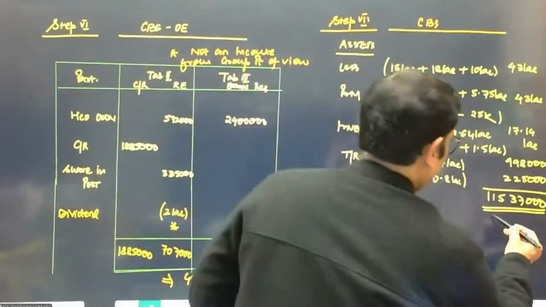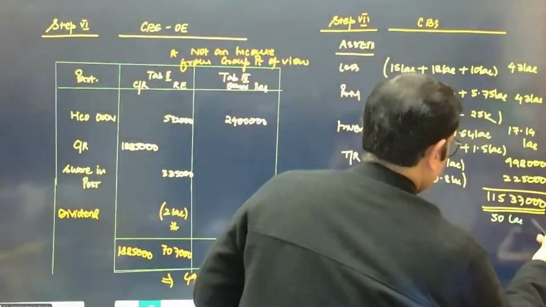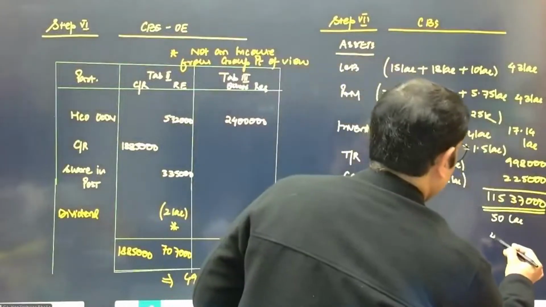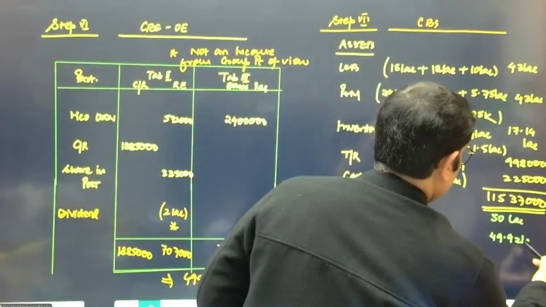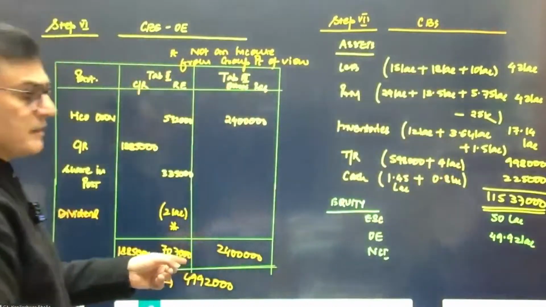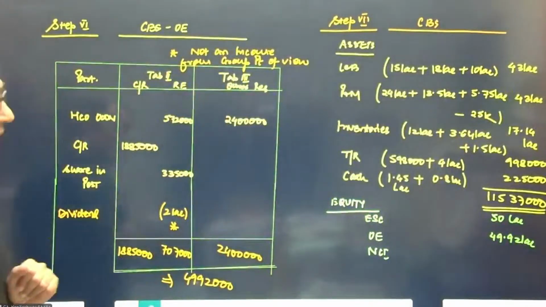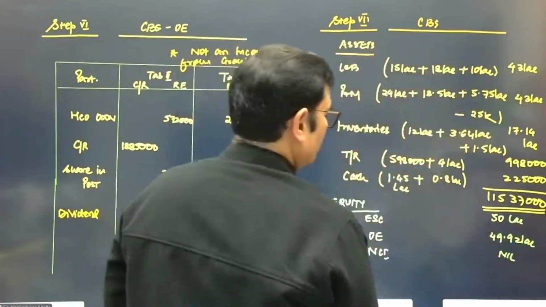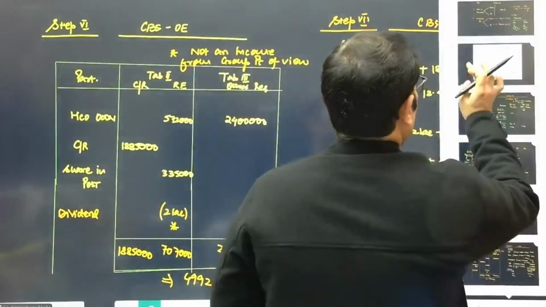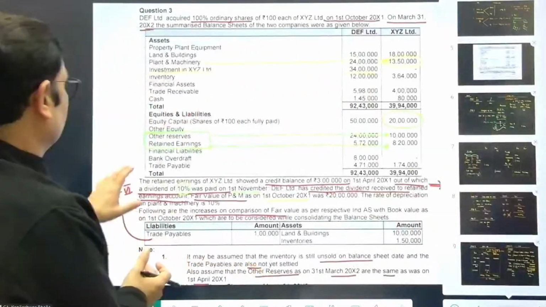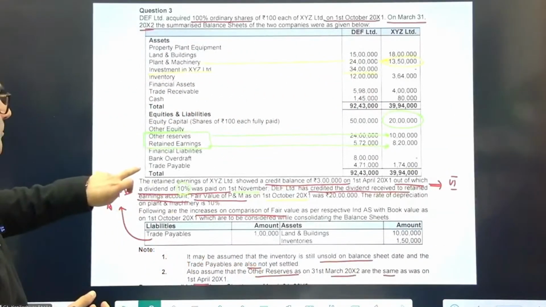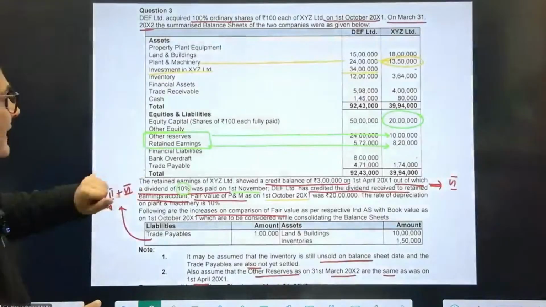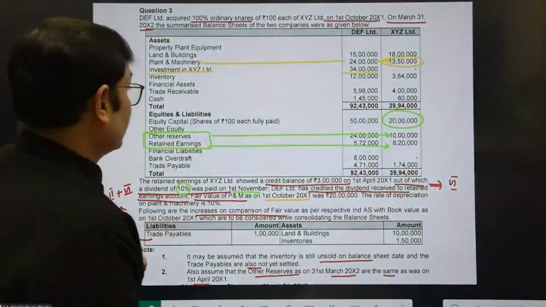So this comes to 50 lakhs, and as far as other equity is concerned, 49.92 lakhs. Step number 6, we've just calculated out here. NCI, of course, is not there. Then I think we've got just 2 more liabilities on the balance sheet. Trade payables. Yes, there is a bank OD and a trade payable, 8 lakh. And trade payable, there is a 1 lakh change as well.